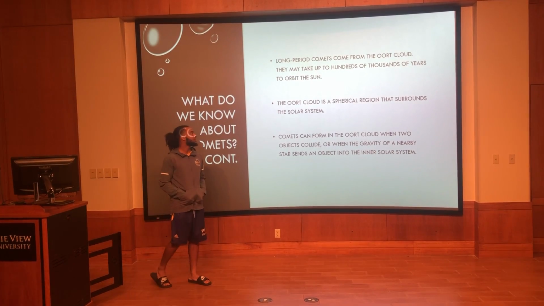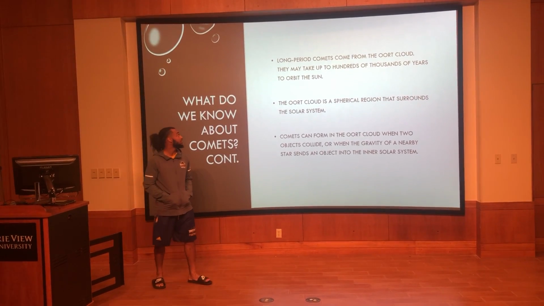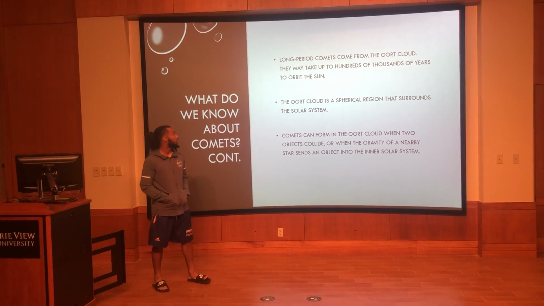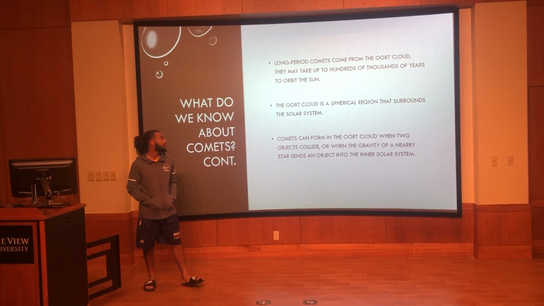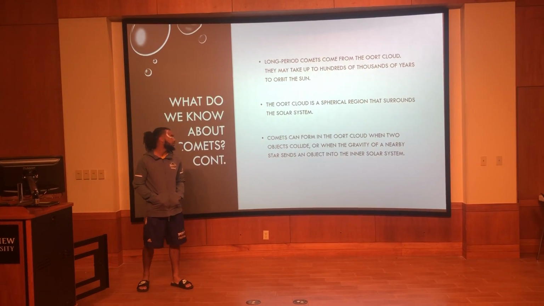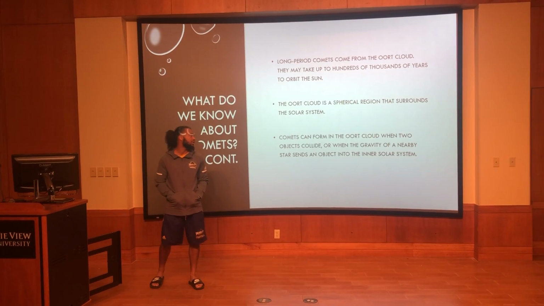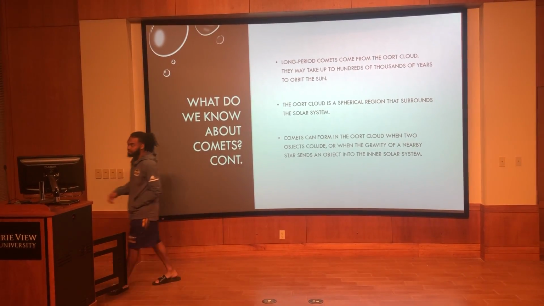Long-period comets come from the Oort cloud. They may take up to hundreds of thousands of years to orbit the sun. The Oort cloud is a spherical region that surrounds the solar system. Comets can form in the Oort cloud when two objects collide, and when the gravity of a nearby star sends an object into the inner solar system.